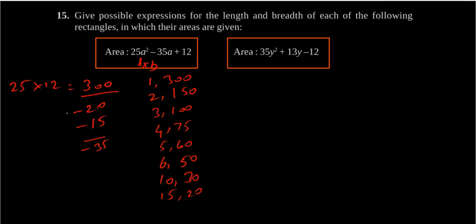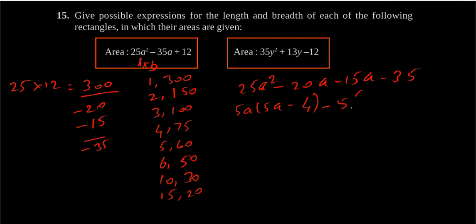If we substitute here, we get 25a square minus 20a minus 15a minus 35. Here we can take 5a outside. So, we will get 5a minus 4. Here both will come in the fifth table. So, minus 5 if we take outside.